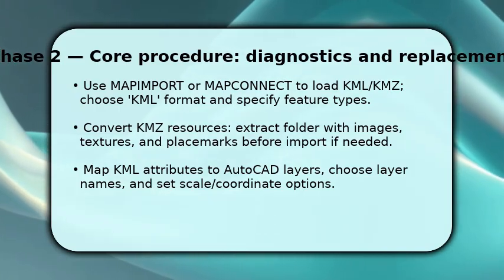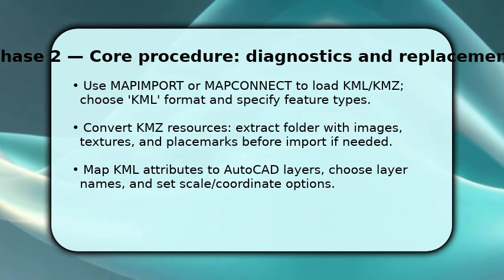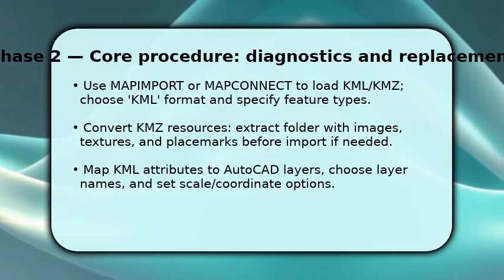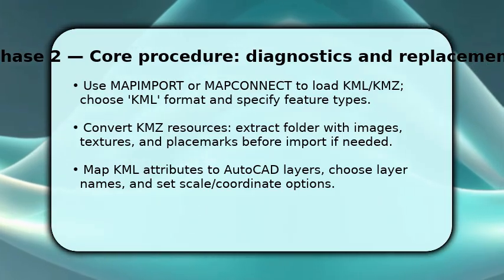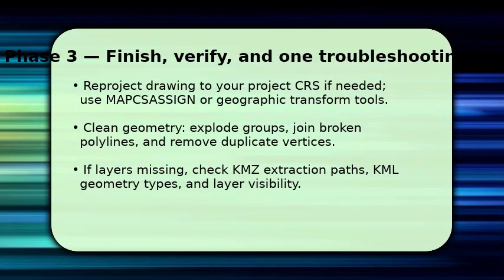Make sure you specify the source coordinate system as WGS84 and apply the correct scale. Otherwise, lines and points will be misplaced. Finally, reproject or assign the drawing's coordinate reference system to match your project using MAPCSASSIGN, applying a geographic transform when necessary so everything lines up.